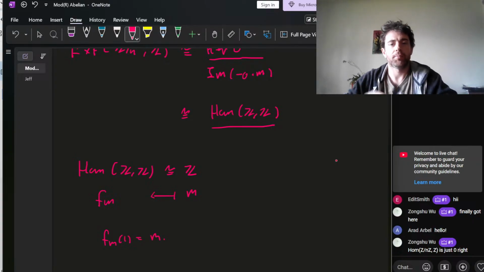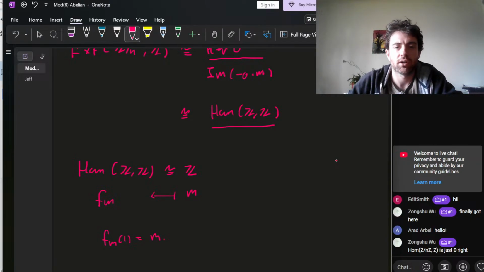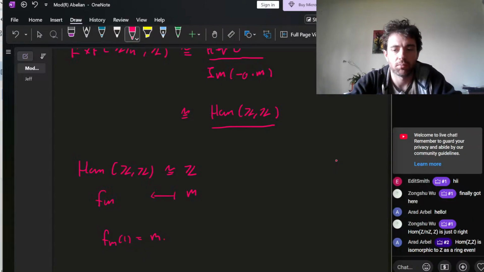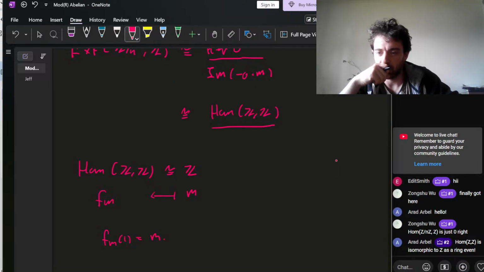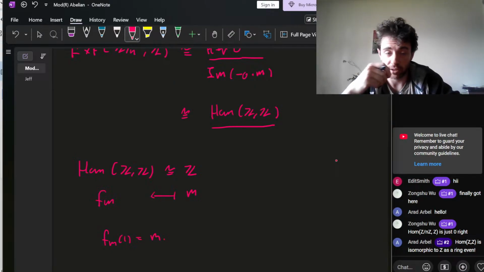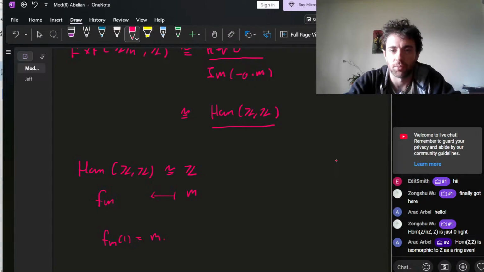So with that in mind, let's think about what's in the image. Hom(Z, Z) is isomorphic to Z as a ring even. Yes, that's true. That is very true.